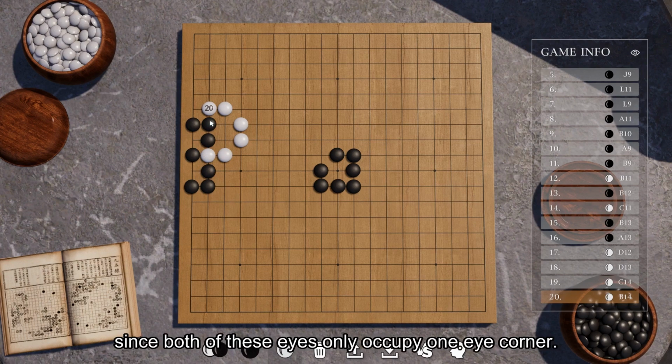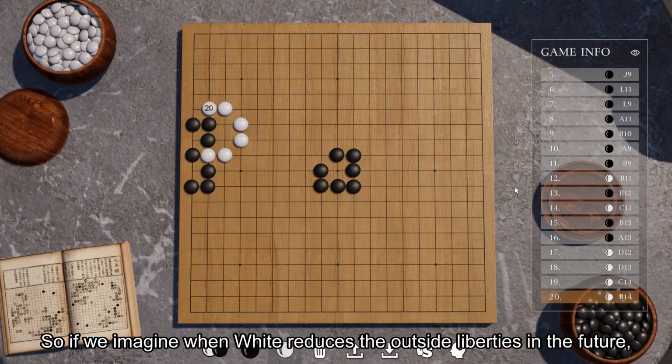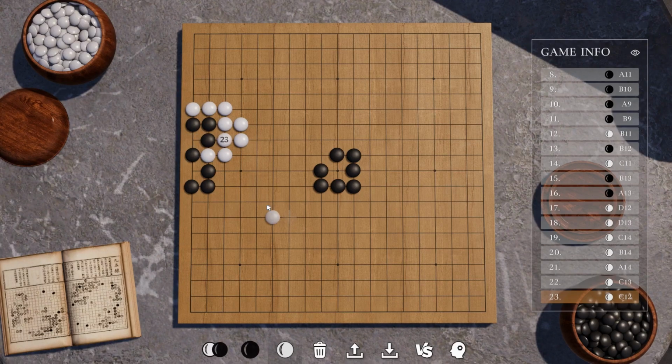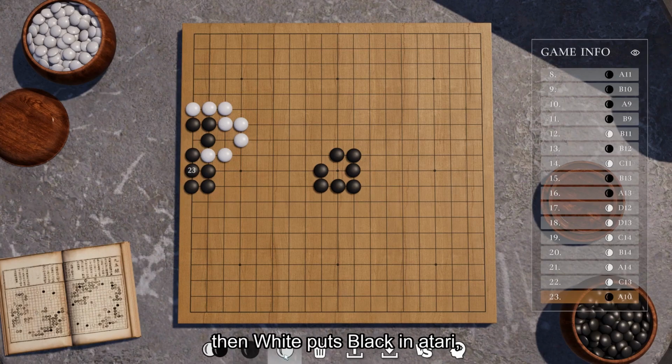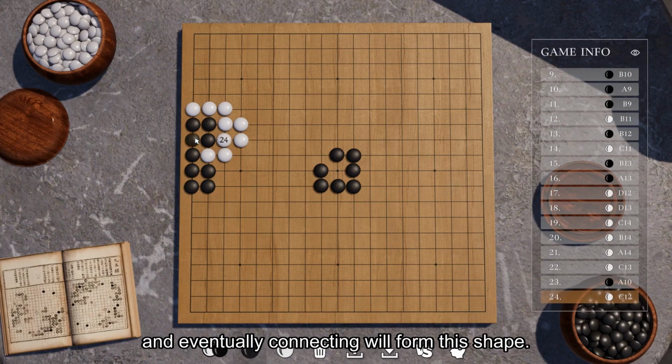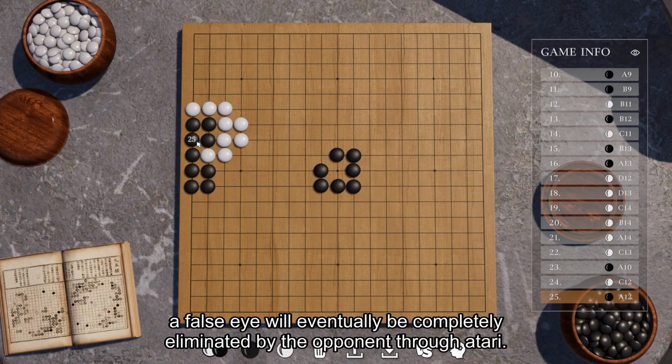Since both of these eyes only occupy 1 eye corner, if we imagine when white reduces the outside liberties in the future, will it form an Atari? Right, we have learned that at this point, it becomes connect and die. So when white makes a move here, black might have to go back and connect here or connect here. Then white puts black in Atari, and eventually connecting will form this shape. Therefore, it is a false eye. A false eye will eventually be completely eliminated by the opponent through Atari.